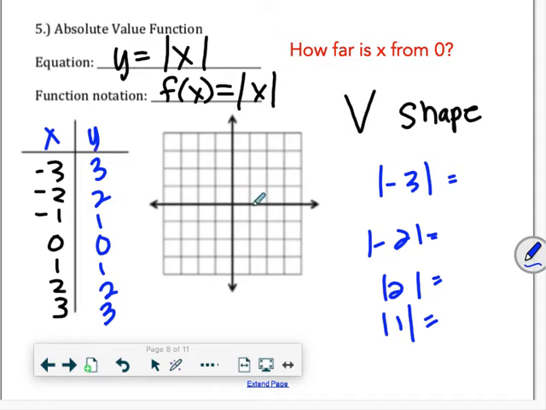And this is how this is created. So over to 3, up 3. Over to 2, up 2. 1, 1, 0, 0. So looking a little bit linear here, and then I go on the other side, -1, +1, over to -2, up 2, -3, up 3. And so now we get our V shape.